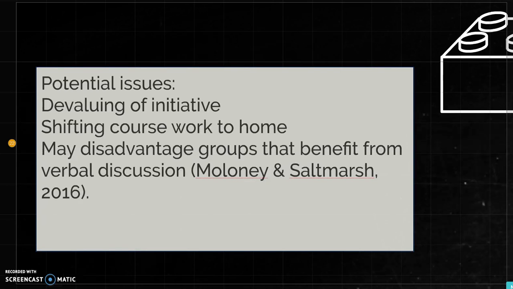Another practical issue is that any increase in monitoring progress potentially lessens the value of students' own dedication, initiative, and drive. Shifting coursework to home also potentially disadvantages students from EALD, Indigenous, or low socioeconomic backgrounds.